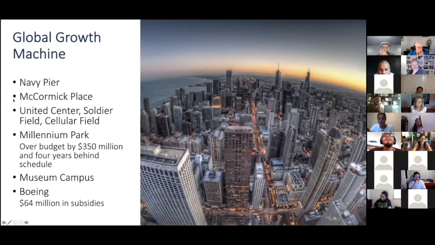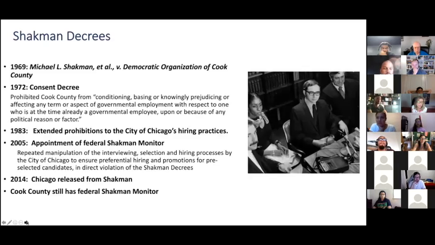The expansion of Navy Pier, McCormick Place, United Center, Cellular Field, now it's Guaranteed Rate Stadium, Millennium Park, over budget, 4 years behind, the museum campus, subsidies going to corporations like Boeing, which, by the way, Boeing only brought 100 top executives. They didn't bring manufacturing here. They just brought 100 top executives, and they got $64 million in subsidies from the city.